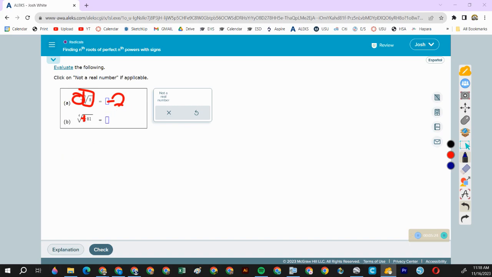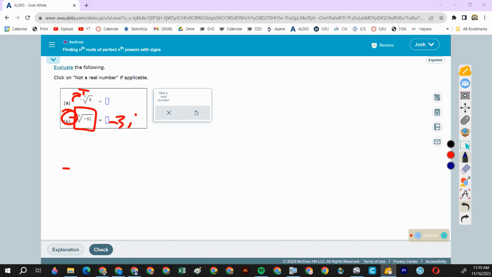What if this was a plus and that was a minus? What would the answer be? Negative 3. Okay, what if it's negative on the outside and the inside? Do they cancel? Not on a fourth root. This is 3i, and that would be negative.